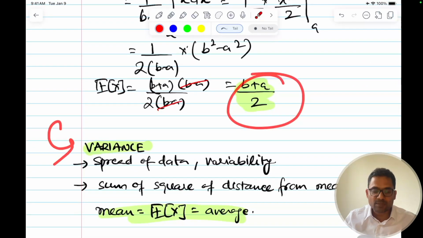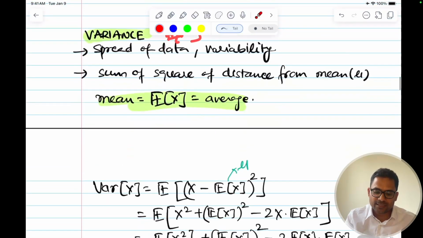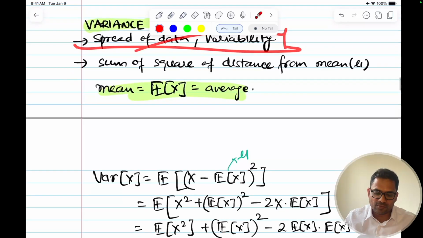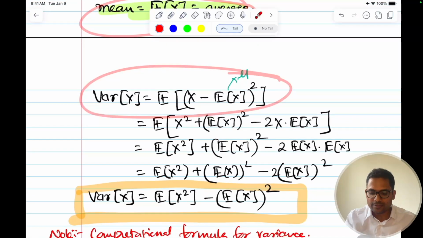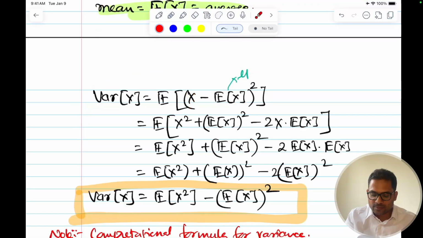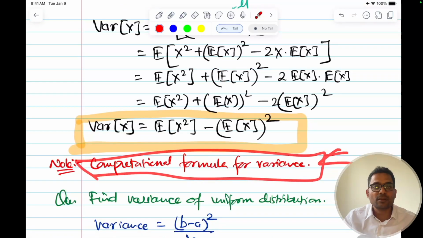Then we discussed variance, where we use the expected value of x to find the variance. Variance is the spread of data, or variability, and we found it as the expected value of the square of the distance from the mean. The variance came as expectation of x square minus expectation of x whole square. And this is the computational formula for variance that is used in computation.